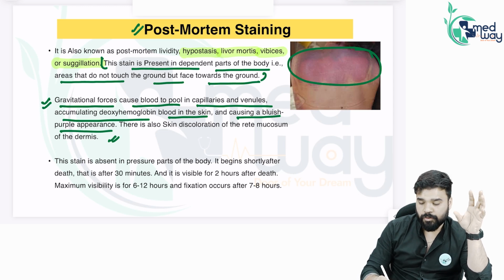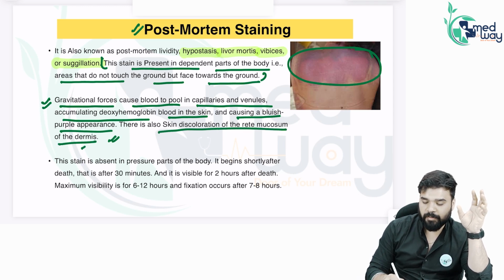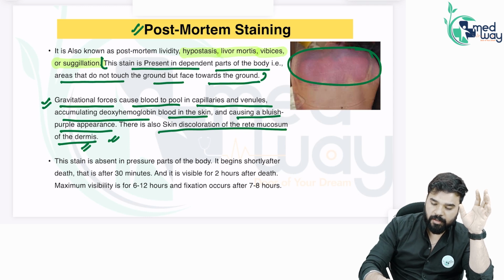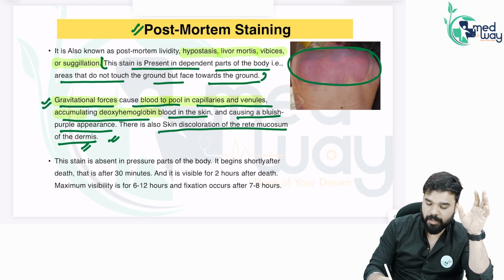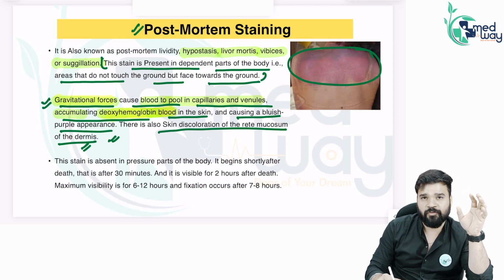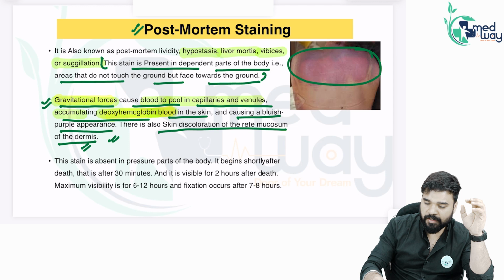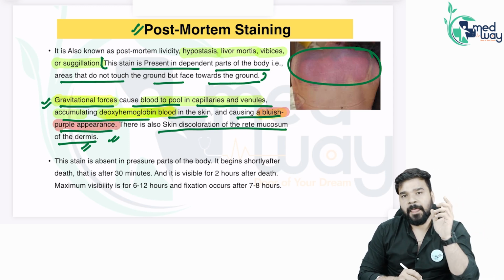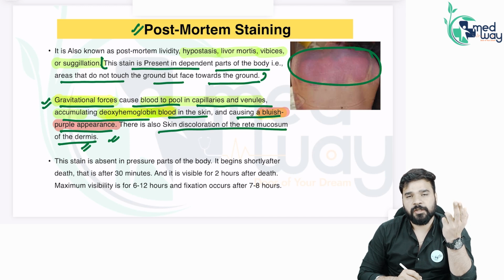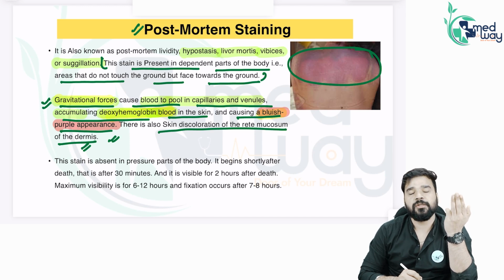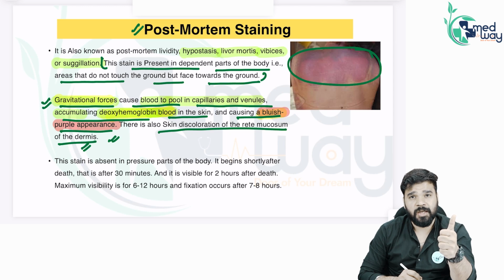Okay, there is also skin discoloration of the rete mucosum of the dermis. So what are the important points here? It is due to gravitational force, due to pooling of blood in capillaries and venules, which accumulates deoxyhemoglobin blood. So gravitational force and deoxyhemoglobin blood are responsible for PM lividity. And what is the color? The color is bluish purple. Okay, bluish purple. So PM lividity is also known as hypostasis. It is also known as livor mortis, it is also known as vibices, and it is also known as sigillation.